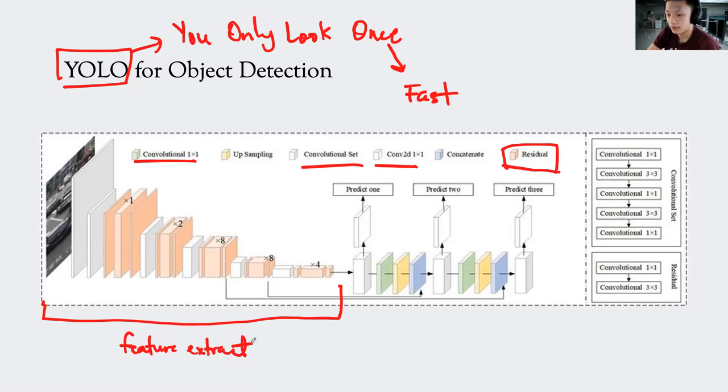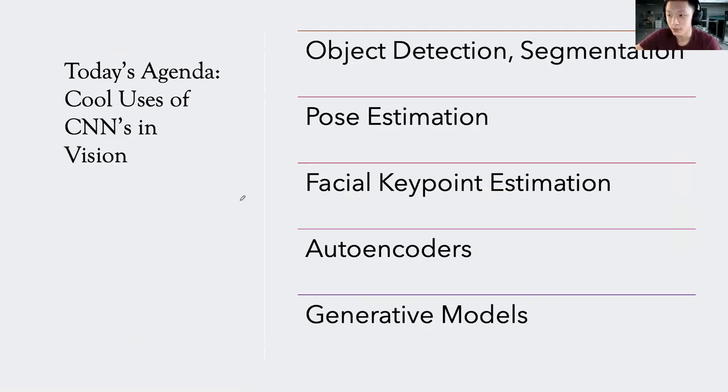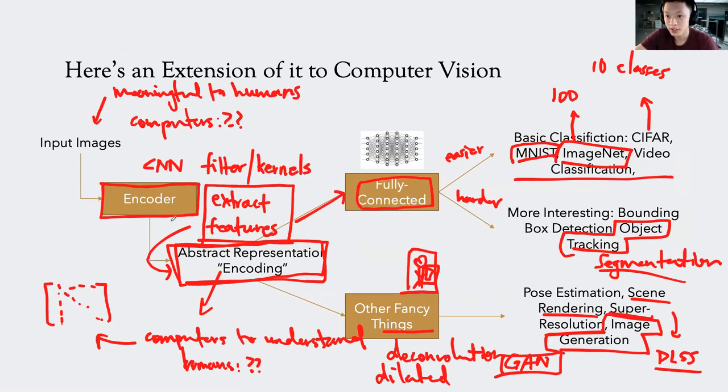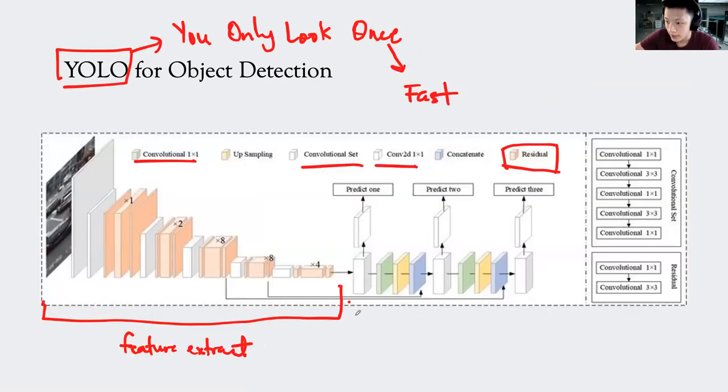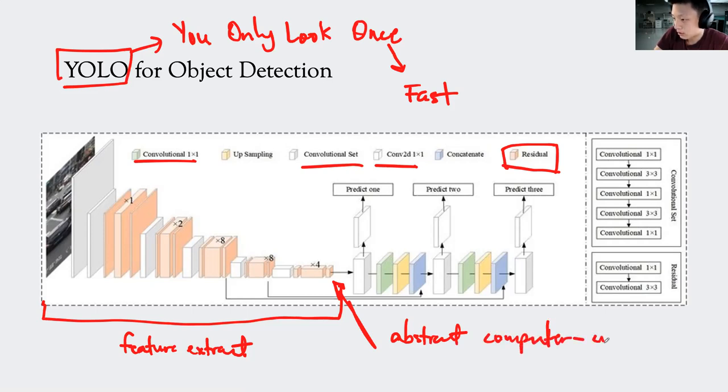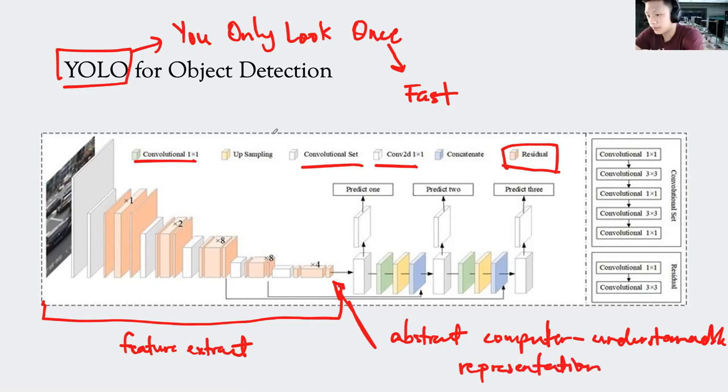And in the context of our big general framework for computer vision, this is the encoder, right? Because it's taking this image, it's encoding it. And this right here, this last thing is what we called the abstract computer understandable representation. It's very confusing to humans, but somehow there's some structure in there that makes it very meaningful to a computer.